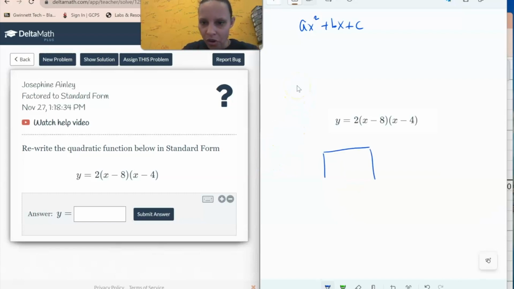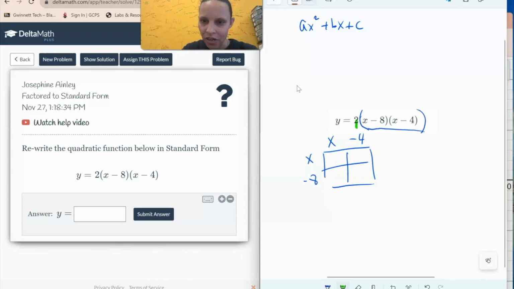I'm going to start off with the parentheses. On the outside, I have x minus 8. On the top, I have x minus 4. I'm doing this part first, and then I'm going to multiply the answer I get by 2. Just doing the two polynomials together, x times x is x squared. Negative 8 times x is negative 8x. x times negative 4 is negative 4x. Negative 8 times negative 4 is a positive 32.